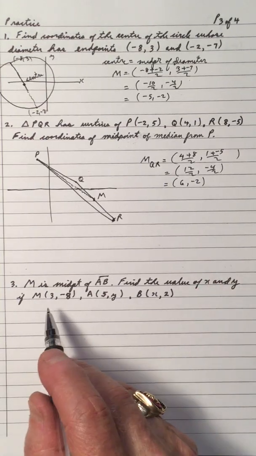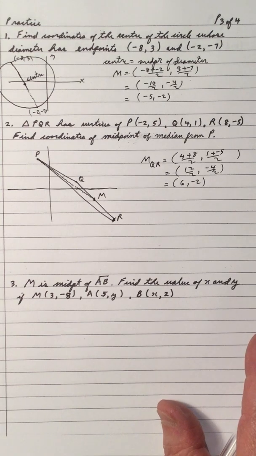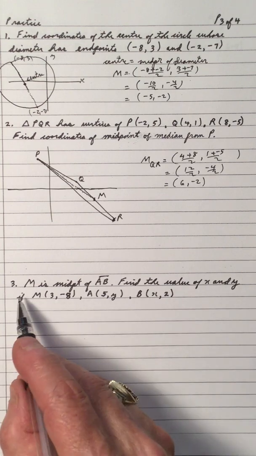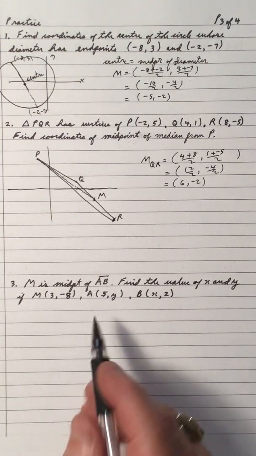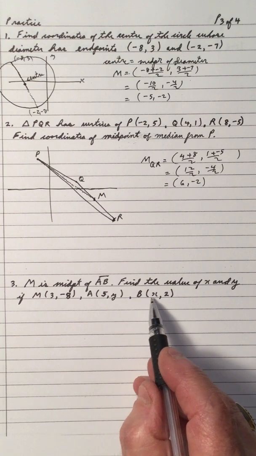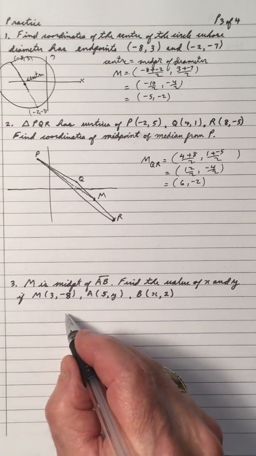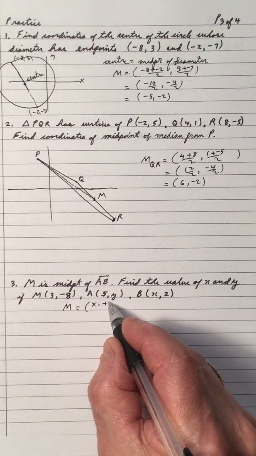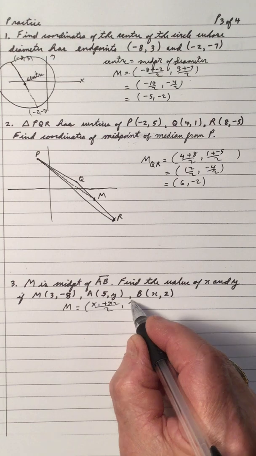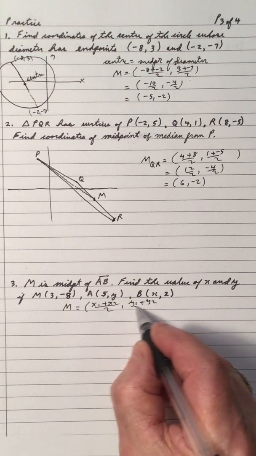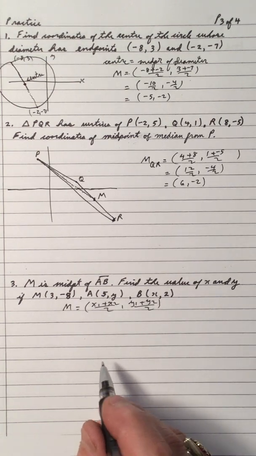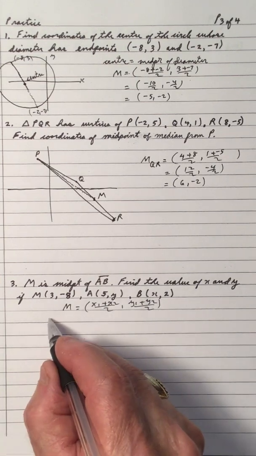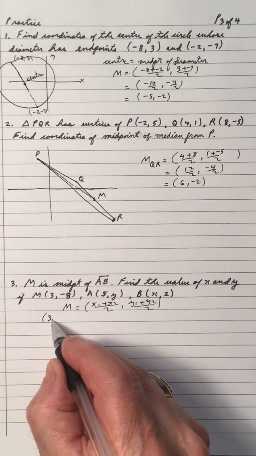And number 3, again, don't forget to pause the video and work them out before I do. M is the midpoint of AB. Find the values of x and y if M is (3, -8), A is (5, y), and B is (x, 2). So the midpoint is x1 plus x2 over 2, y1 plus y2 over 2. Don't forget that when you're looking for the midpoint, you're getting the average of the x's and the average of the y's. So M is 3, negative 8.